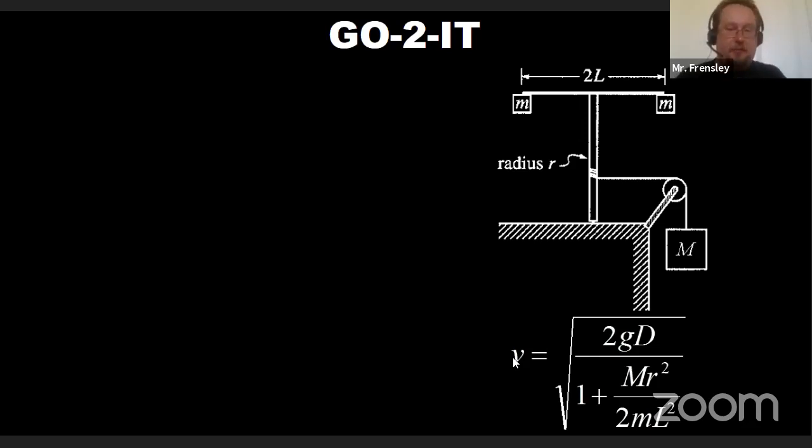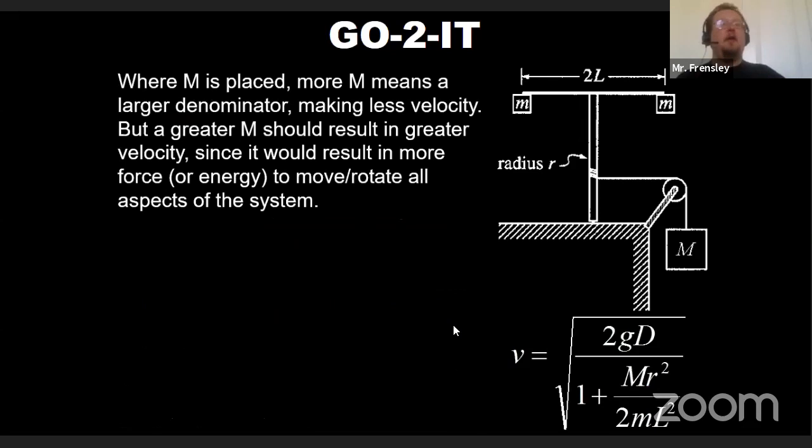So G and D are in the right place, but all 4 of these letters in this little fraction down here are in the wrong place. So look at where the big M is placed. If the big M were bigger, this whole fraction would be bigger, which would make the denominator bigger, which would make the V smaller. Did you follow that logic? If the big M were bigger, then the equation says the whole denominator is bigger, which makes the velocity smaller. But that doesn't make sense.